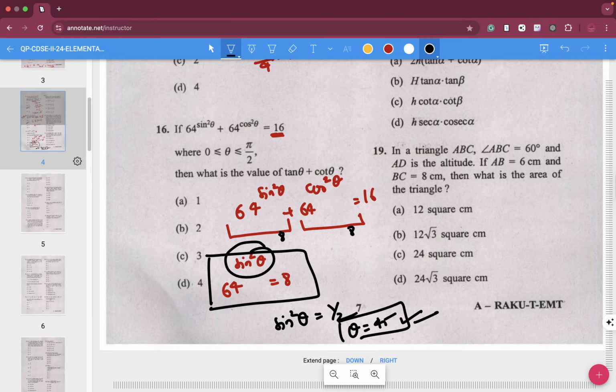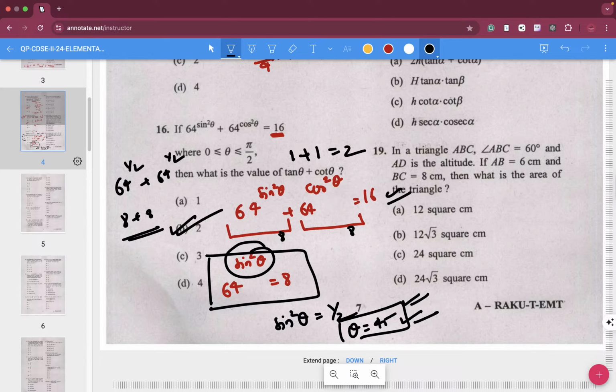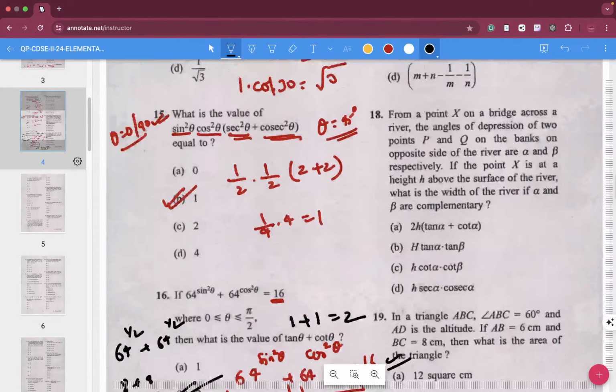how much does it get? 64 raised to root under 1 by 2 plus 64 raised to root under 1 by 2, which means 8 plus 8. Yes, at theta is equal to 45, it does satisfy this particular equation. So tan 45 is 1, cot 45 is also 1. So for question number 16, the answer will be B, folks. 2 will be the correct answer for this particular question.